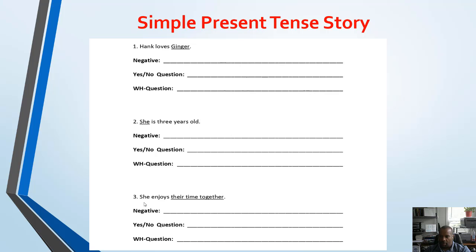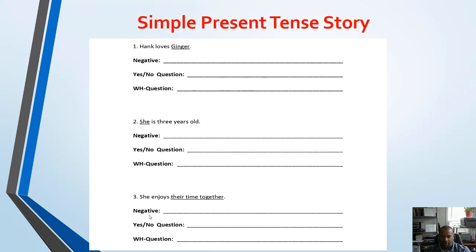Number three, she enjoys their time together. My negative sentence would be, she doesn't or does not enjoy their time together. My yes or no question would be, does she enjoy their time together? And then my WH question would be, who enjoys their time together?